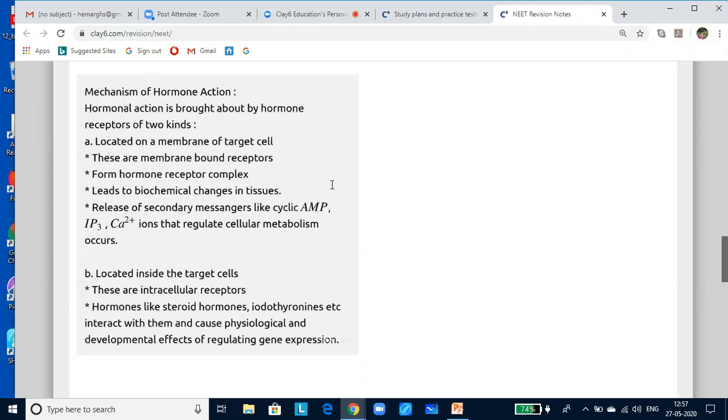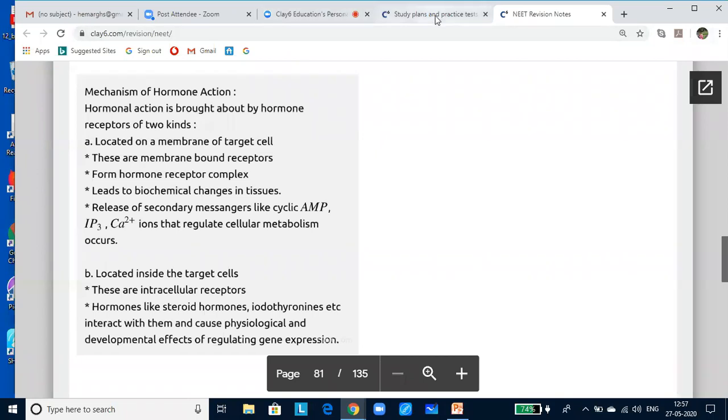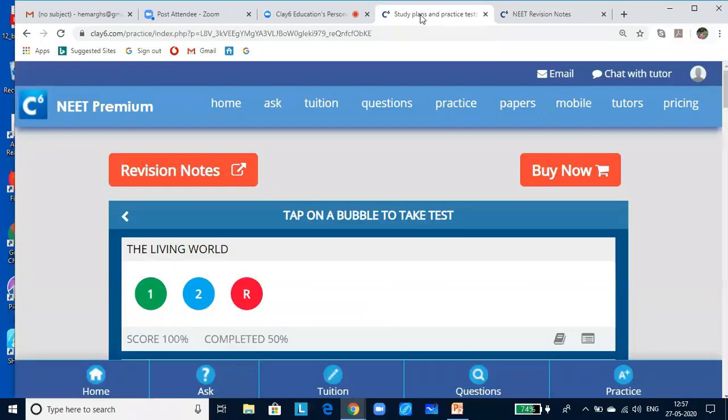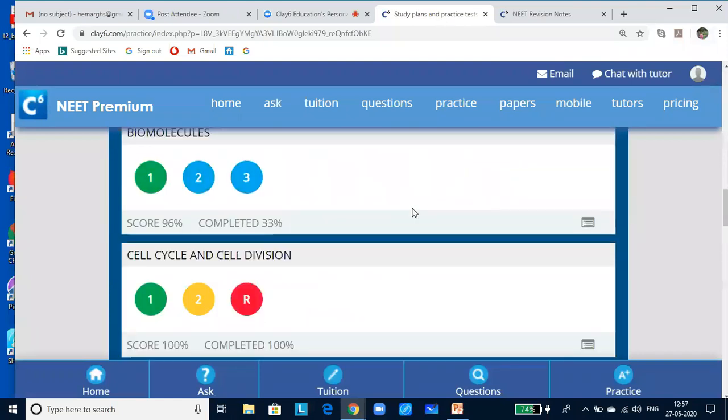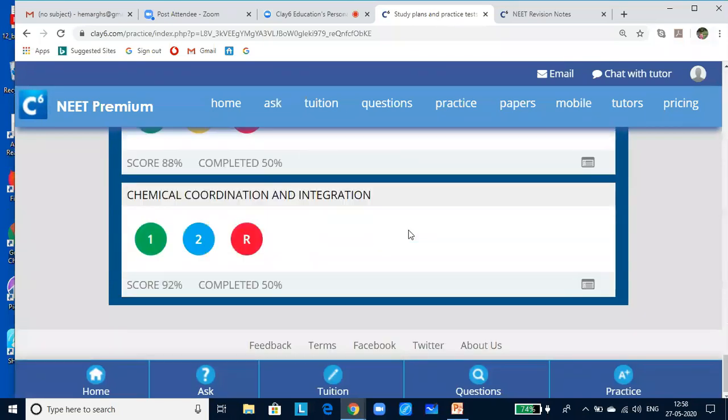Now, sometimes they get inside the target cells, and these are called the intracellular receptors. Hormones like steroid hormones, iodothyronines, etc., interact with them, and then they cause physiological and developmental effects by regulating gene expression. So, with this, we are completing the important points that are essential from this lesson. Now, let us look back into the test and complete the test.